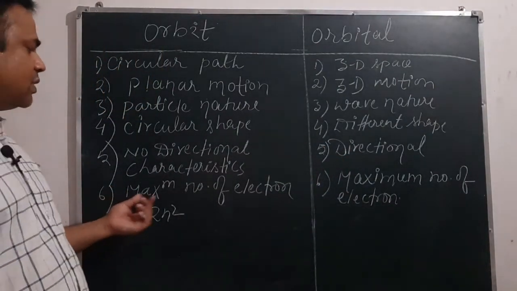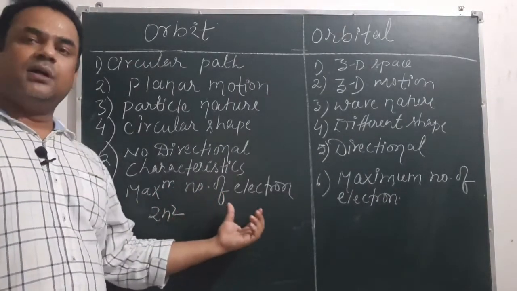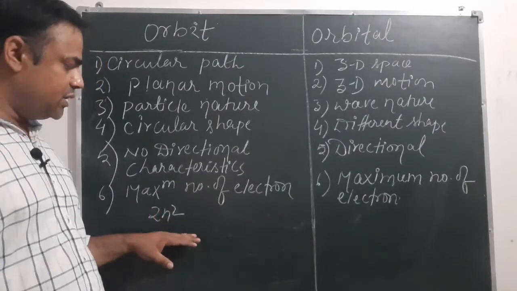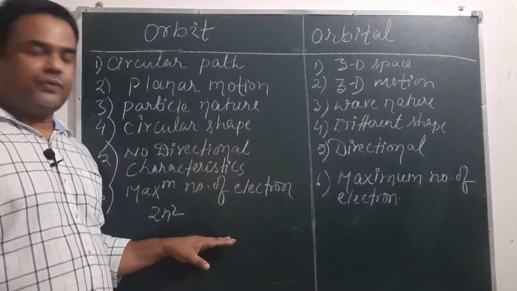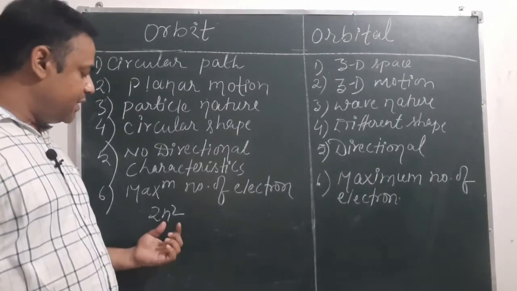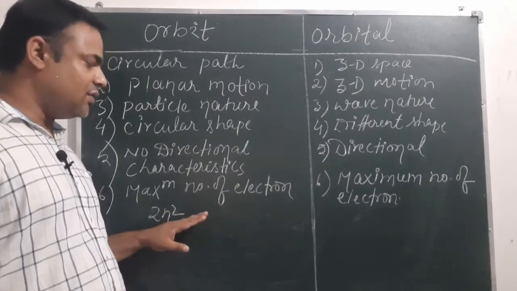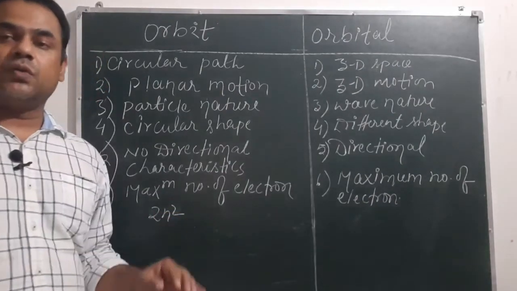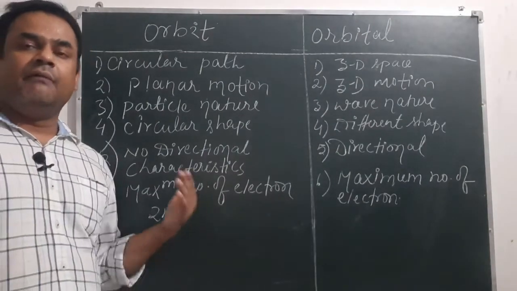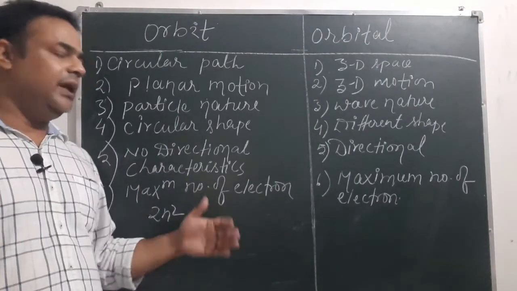Next is the maximum number of electrons. The maximum number of electrons which any orbit can accommodate is 2n square. So from this rule, the first orbit will have 2 electrons, the second orbit will have 8 electrons, the third orbit will have 18 electrons, the fourth orbit will have 32 electrons, likewise. So the electrons in each orbit are different: first, second, third, fourth, fifth. When the number of orbits increases, the number of electrons also increases.